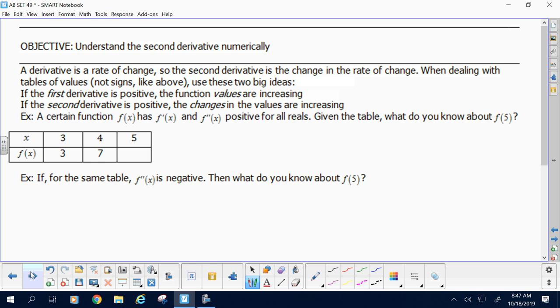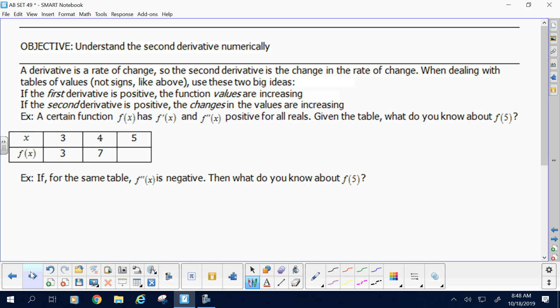Numerically then, look at a table. These tend to be difficult multiple choice problems, so we'll practice these a lot, and after practice, you'll feel like, yeah, I'm good. So a derivative is a rate of change, obviously. So the second derivative is the change in the change. That's getting a little wordy and a little kooky, but it is what it is, all right? So when you go to look at a table, if the first derivative is positive, then the function values should be increasing. And if the second derivative is positive, the changes between values should be increasing.